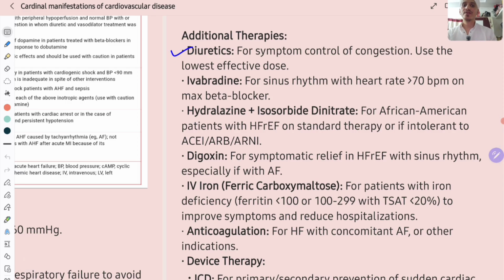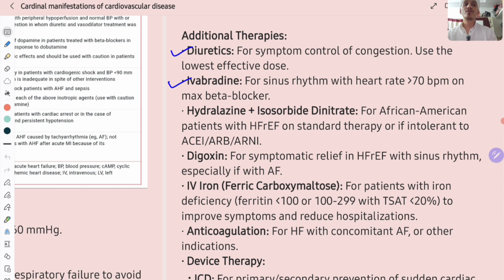Diuretics you will give for symptom control of congestion. Use the lowest effective dose. You will consider Ivabradine when the patient is in sinus rhythm and the heart rate is not at target, meaning it is going more than 70 beats per minute, then you can combine Ivabradine. And remember, Ivabradine acts directly on the SA node. So if the rhythm is not sinus, then Ivabradine will not be effective. Okay. So only when there is sinus rhythm can you use Ivabradine.